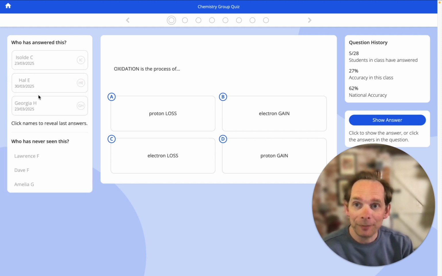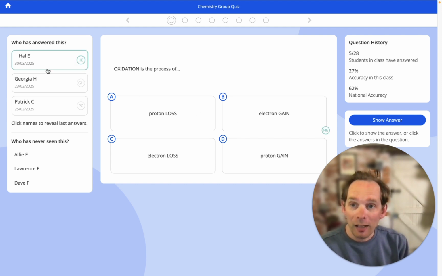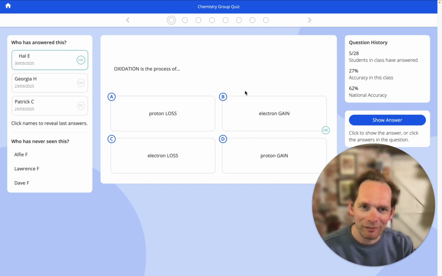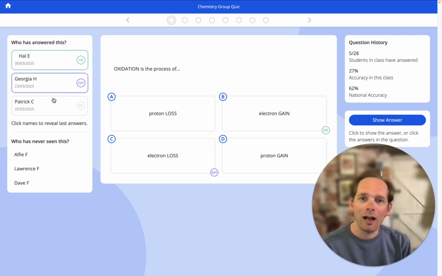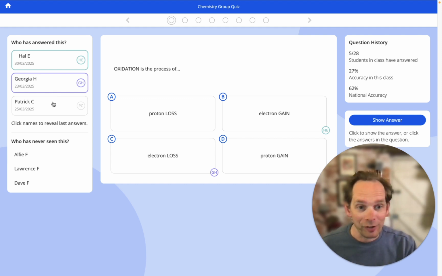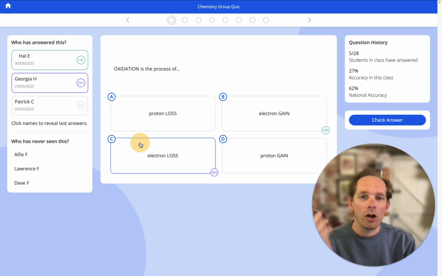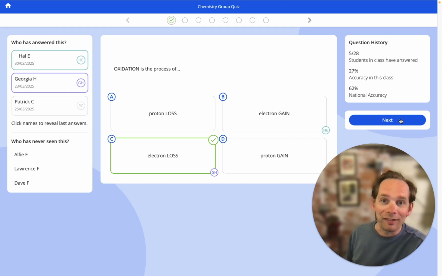We can even see what students who recently answered the question have been answering. Hal thinks oxidation is gain of electrons. Oil rig doesn't, that's not right. Georgia thinks it's electron loss. So you can make it part of the group discussion. Okay, loss of electrons would be our answer, and on we go.